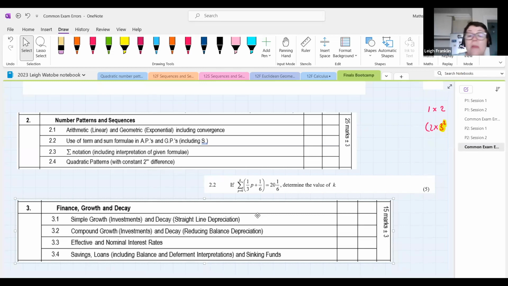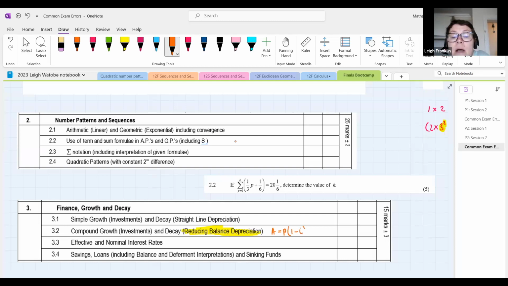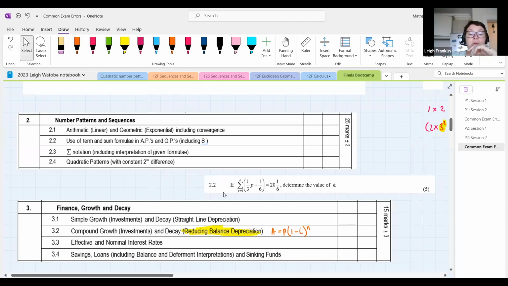The other one I just want to mention, before I go on and talk about what I wanted to speak about with regards to the parabola, is reducing balance depreciation. They always ask a question on reducing balance depreciation. So remember your reducing balance formula. It goes A equals P times (1 minus i) to the power of n. That is your reducing balance formula. You know which one I'm talking about. They often ask questions on reducing balance.